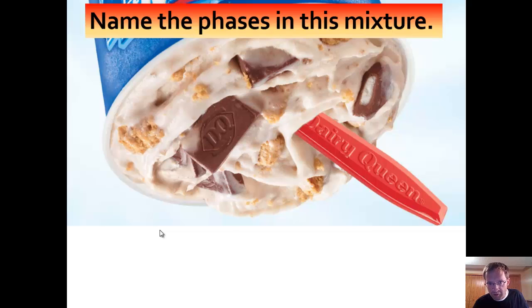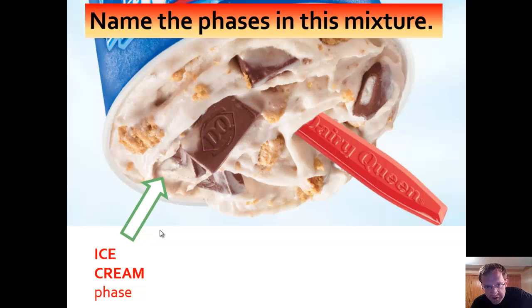Now this is a little more real life example, looking at an upside down s'more blizzard from Dairy Queen. And in this particular picture, everyday life sort of stuff, we can find phases too. So for example, there's an ice cream phase here. We would describe it as having properties like being white, and if it's a solid or a liquid is a little bit hazy as far as ice cream and blizzards go, but that's not so important, as we can tell it apart from what else is in the cup.